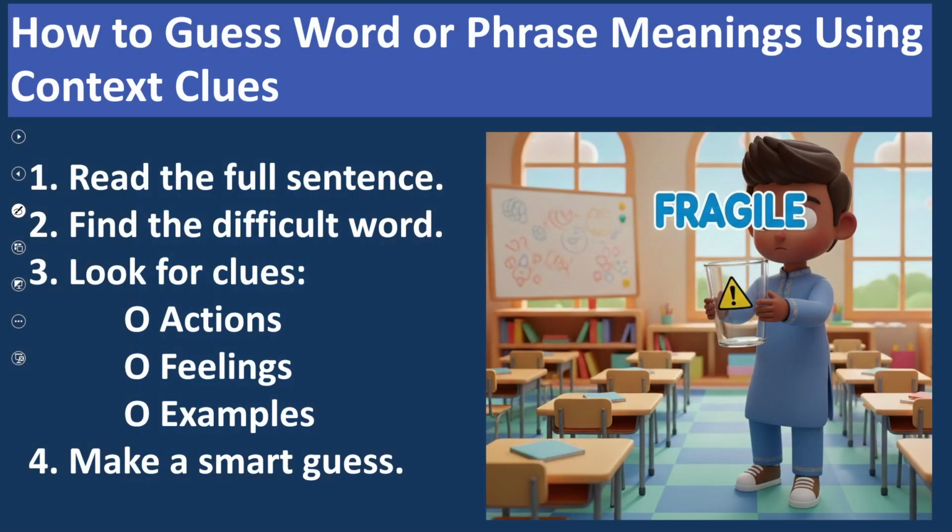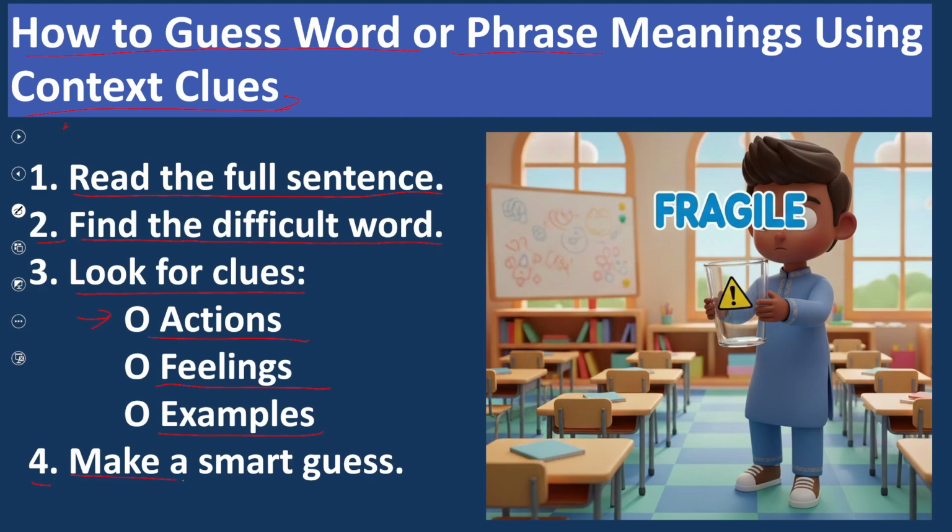Look at this. How to guess word or phrase meaning using contextual clues. Number one, read the full sentence. Number two, find the difficult words. After reading the full sentence, try to find the difficult word. Which one is the difficult word? And at number three, look for clues. Then you must look for what the clues are in that particular sentence. And in the clues, you can guess by the actions, feelings, or examples.